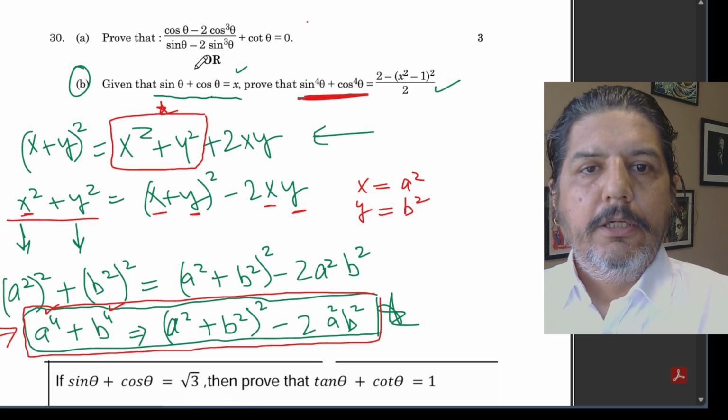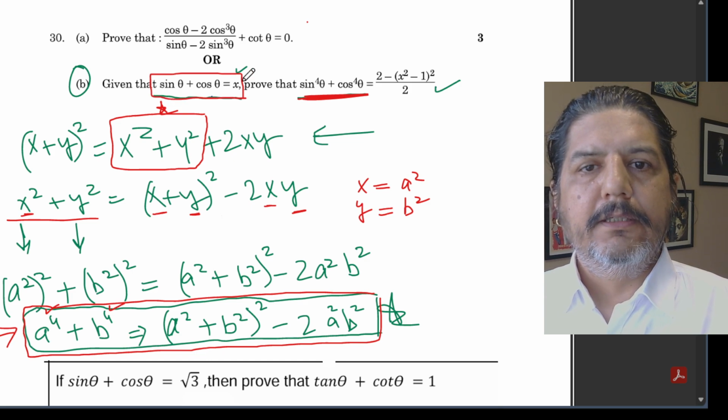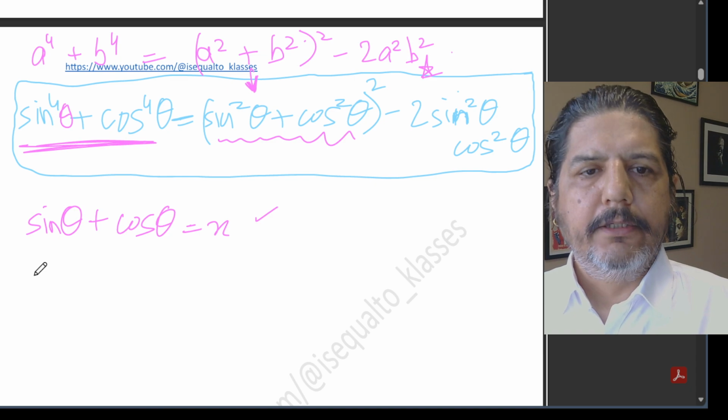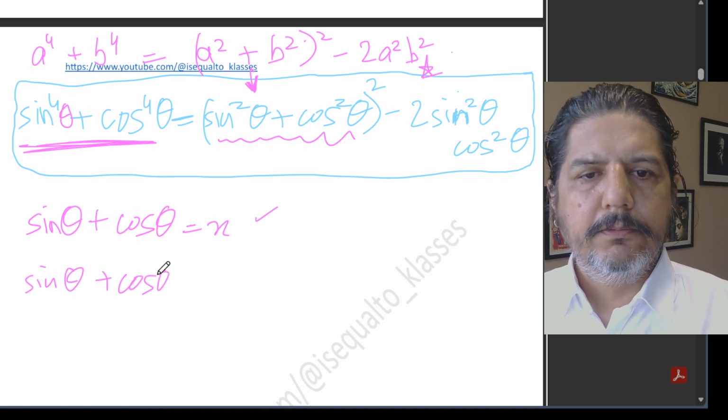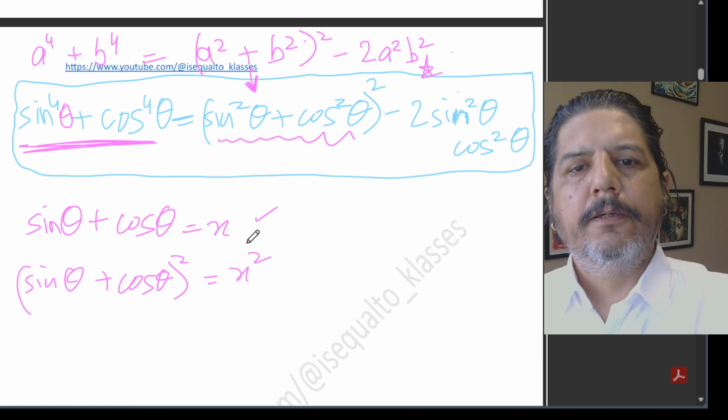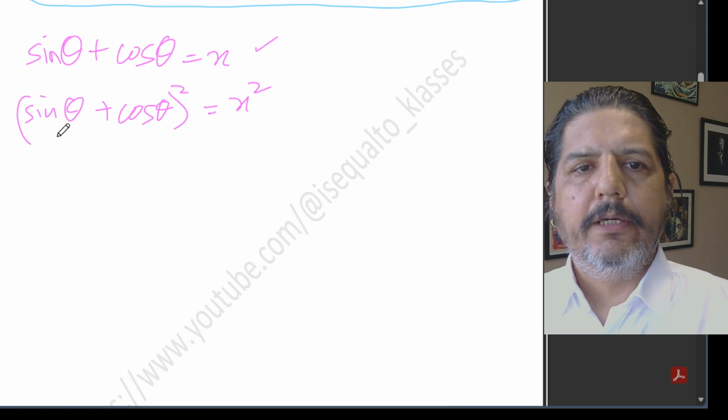Now, sin theta plus cos theta is equal to x. How do I use this? Sin theta plus cos theta is equal to x. Squaring both sides, (sin theta plus cos theta) whole square would be equal to x square. Oh, this is simple. Now I open this expansion.